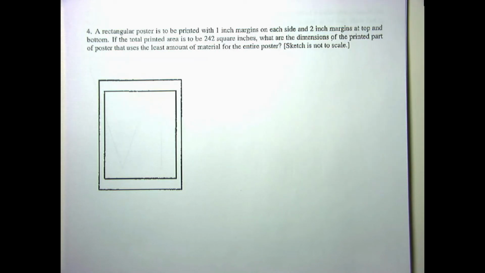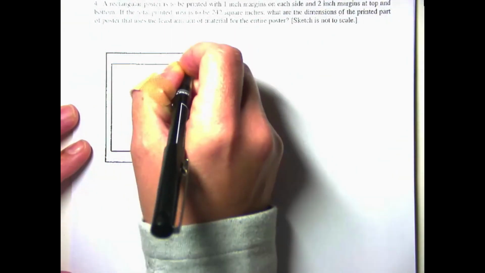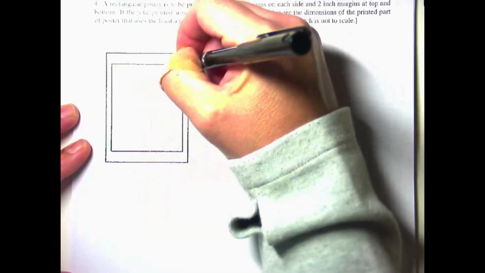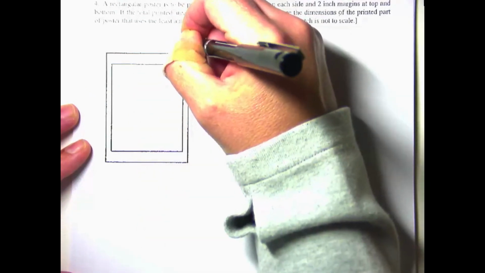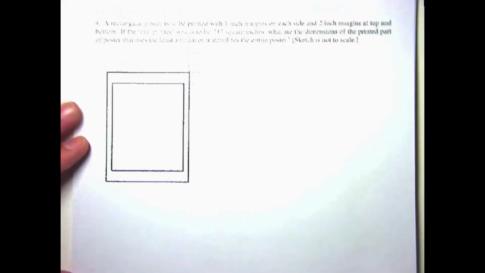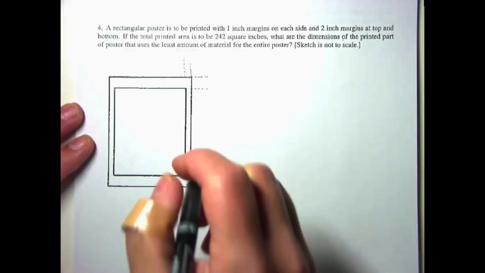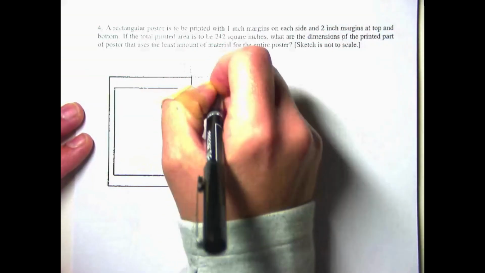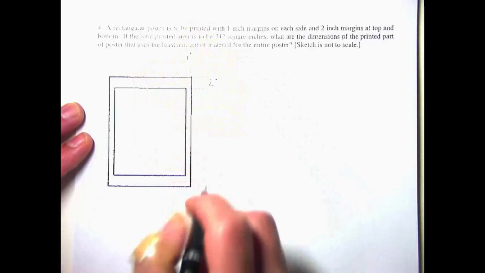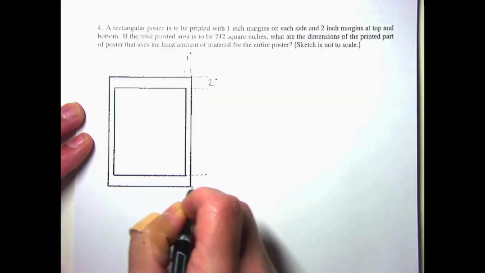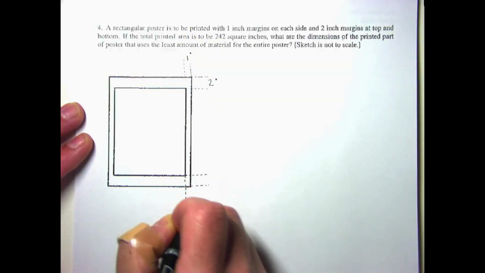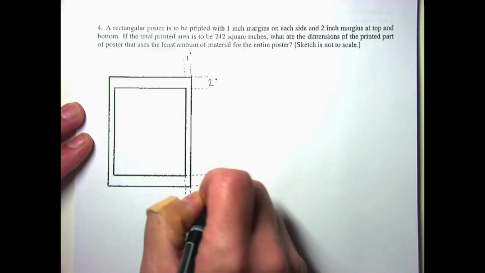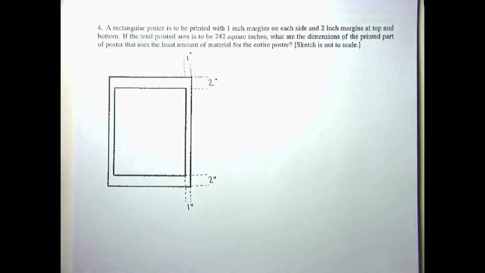One way is a little bit easier than the other. It all depends on how you decide to set it up, but let's do this. So let's go ahead and just indicate for ourselves these little margins that are given here. So remember, at the top and bottom, this is a 2-inch margin. This is a 1-inch margin. Same thing down here. This is a 2-inch margin. This is a 1-inch margin.